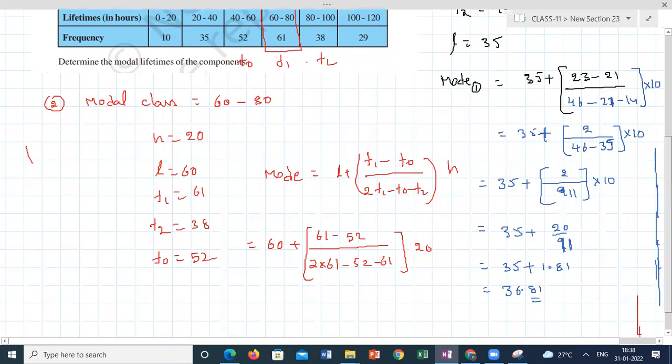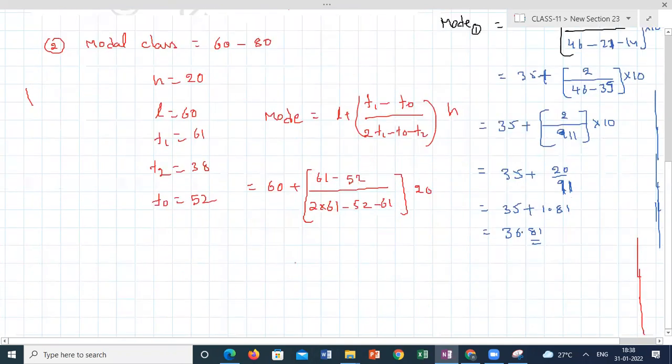Yes, a small calculation also you can't do, and just keep on asking.